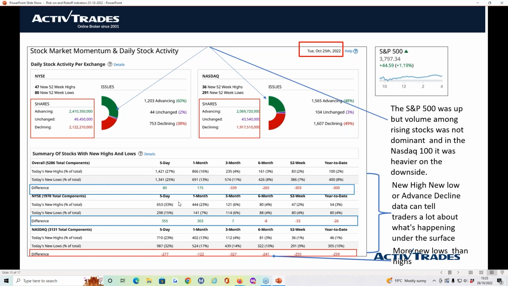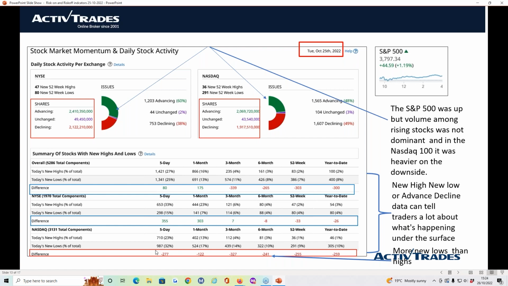Now, if we break that down, we can have a look at where those new highs and new lows were posted. There were more new highs in the NASDAQ, sorry, in the New York Stock Exchange: 355 new highs in the 5-day period on Monday, and 303 over 1 month. And then, as we saw in the combined stats, that falls away, and for anything over 3 months there were no new highs. Simple as that.